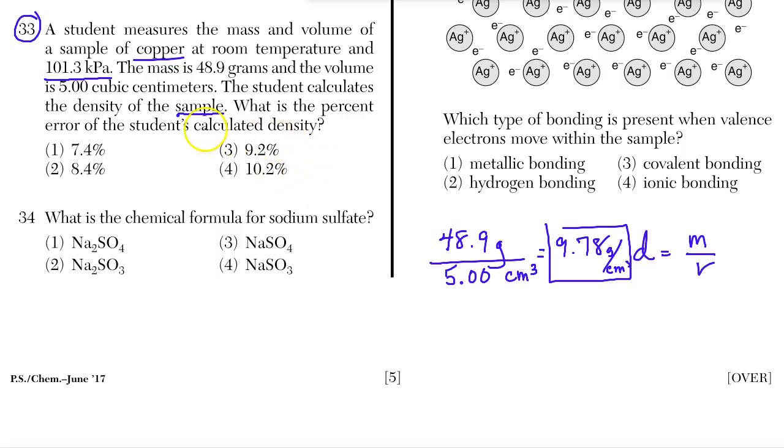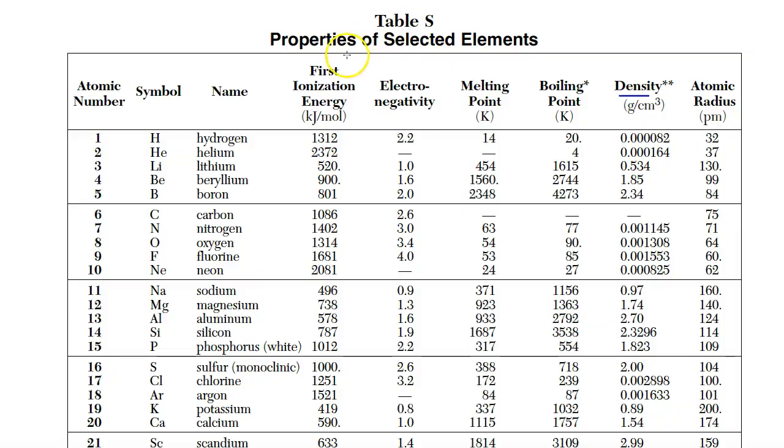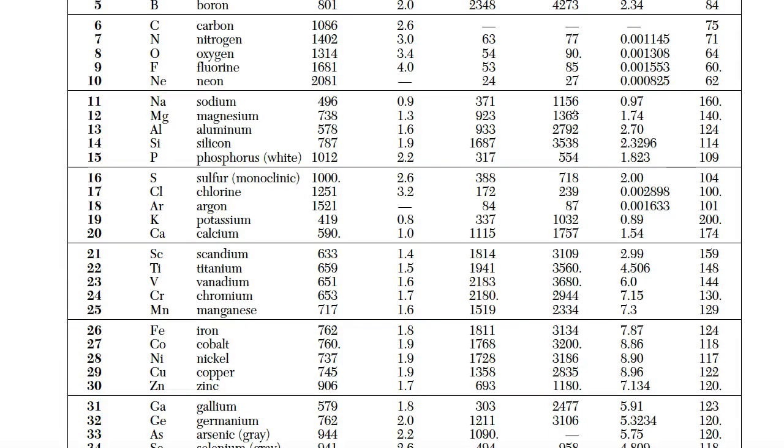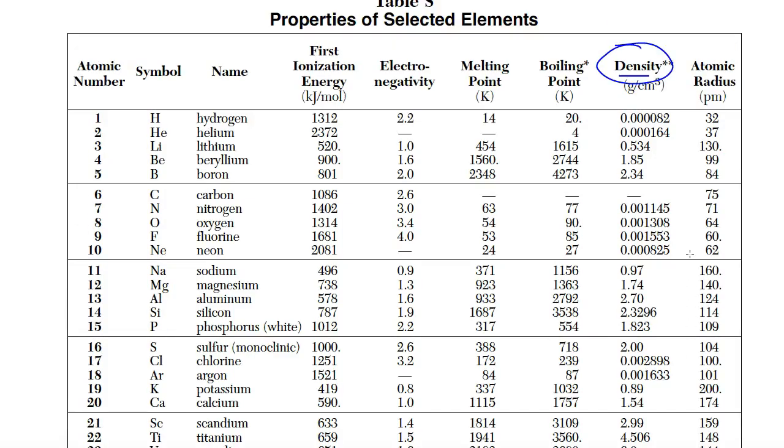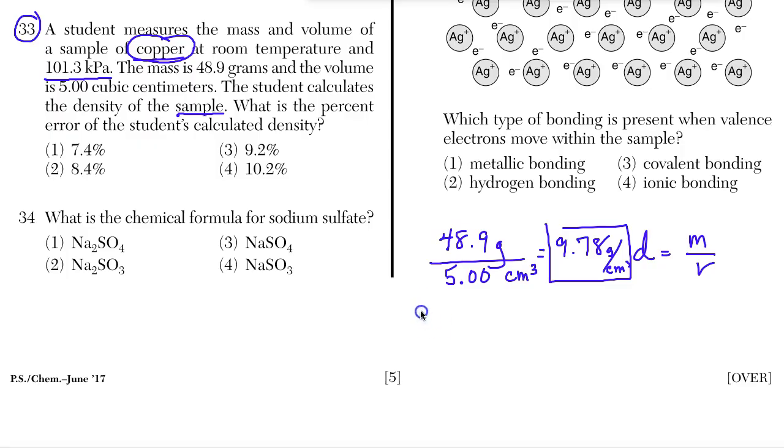All right, now they said room temperature and 101 kilopascals, so we need to know the known value of copper. Where could I find that? Table S, let's go there. Because we need a percent error, we need to know the known density for copper. So I'm going to scroll down and find copper. Copper is Cu, and its density is 8.96, and its units are given to you on top here as grams per centimeters cubed, so 8.96. Let's go back to our work. So the density of copper is 8.96 grams per centimeters cubed.